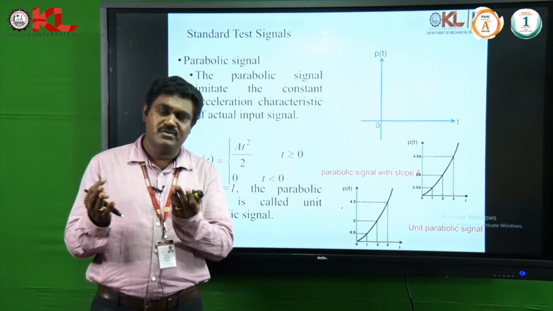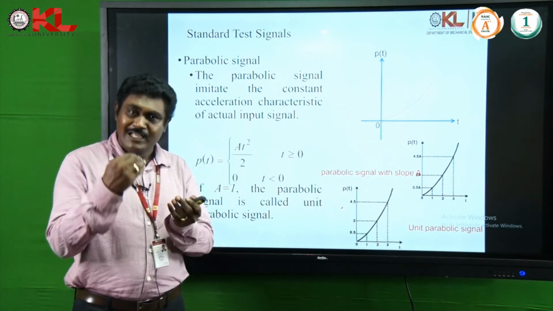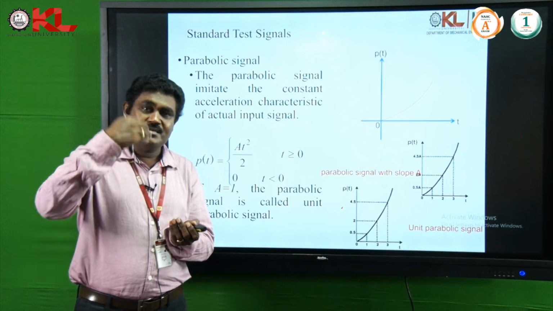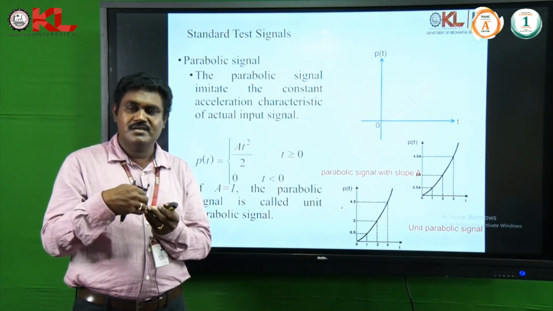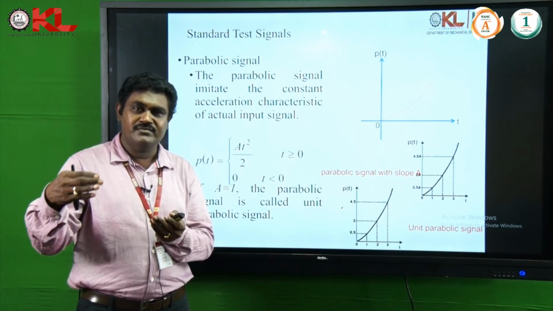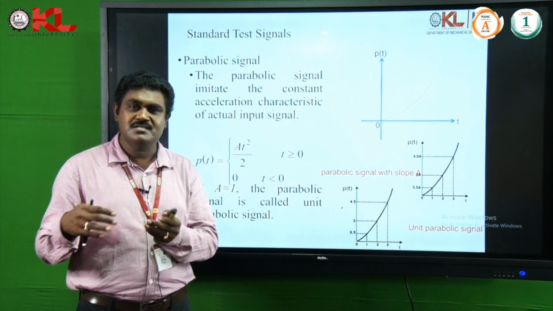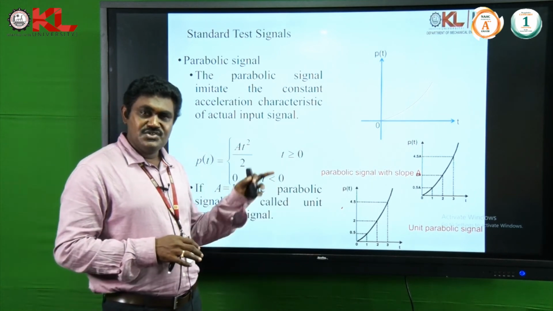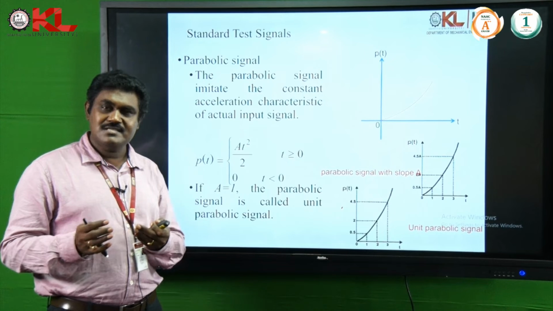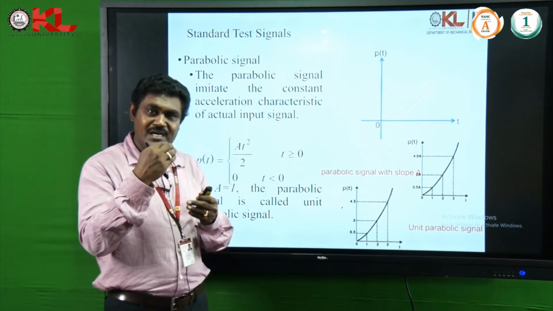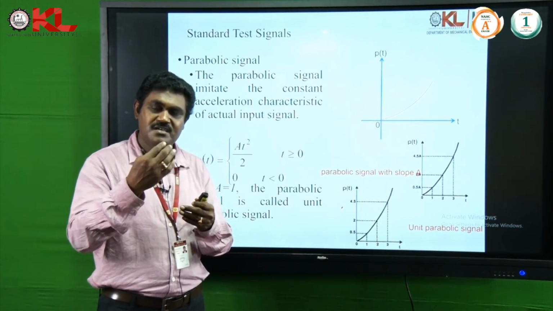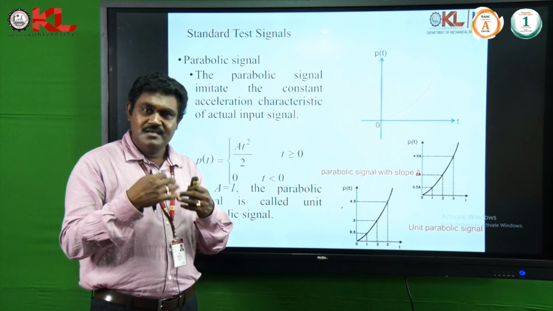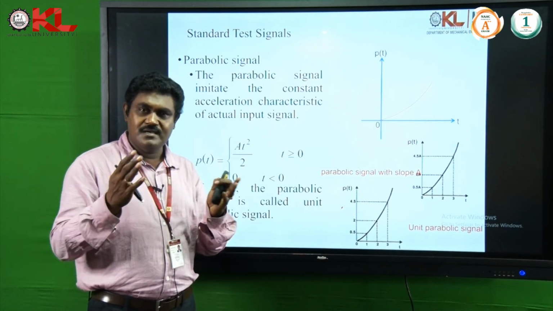What are the types of signals? The first is the impulse signal, that is a sudden shock. At a particular point of time the sudden shock takes place, and for the remaining time it is 0 value. That is called the impulse signal. And the second one is the sudden change, where the magnitude is suddenly changed. That is called the step signal.